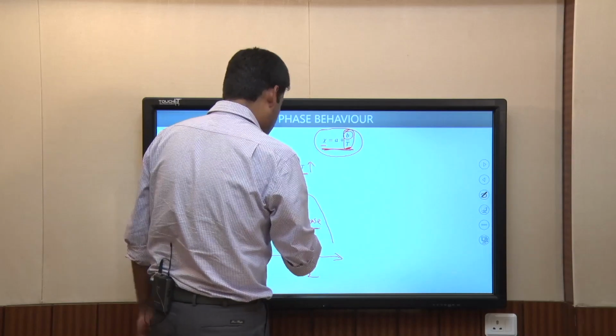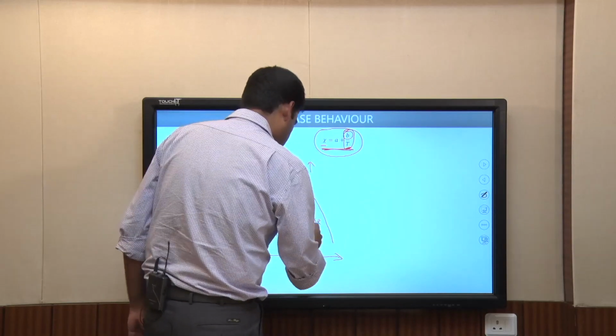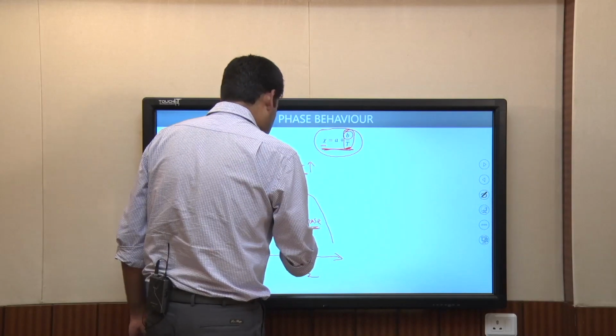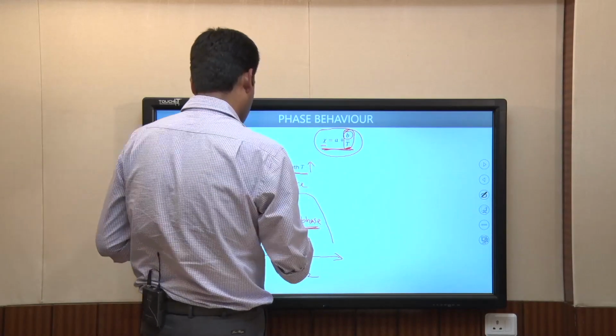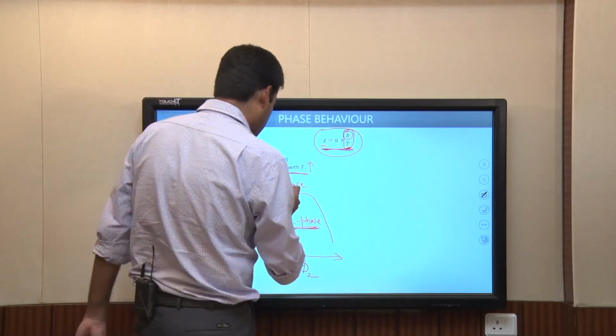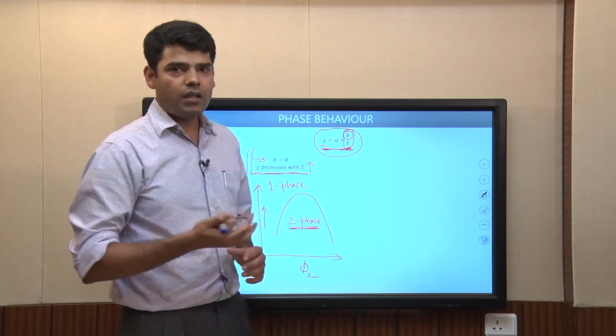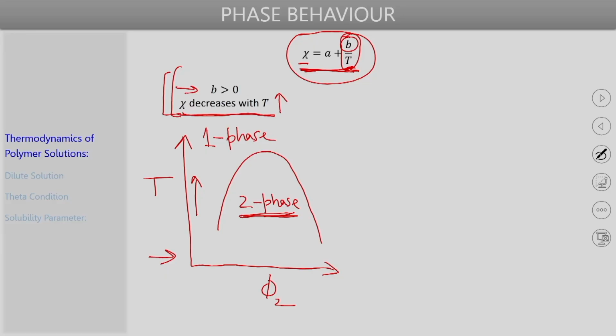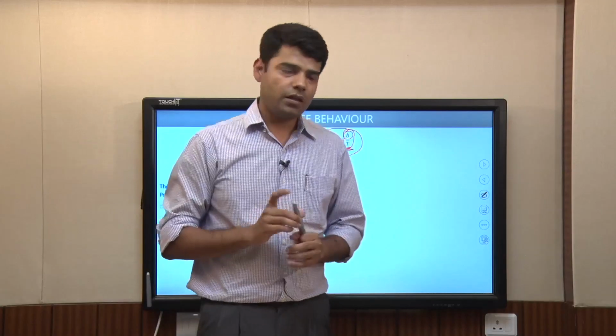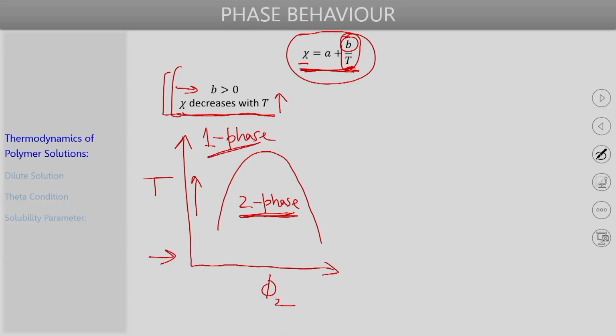So, at some certain low temperature, if we have a two phase mixture in this region, as the temperature is increased, basically the chi parameter will decrease and mixing will be favored, and above a certain temperature the polymer and solvent will become completely miscible and then we will get a one phase region. So, the one phase region here basically represents a region where the polymer and solvent are uniformly mixed, and the two phase region is a region where the miscibility has become poor and ultimately they have split into two different phases, one which is rich in the polymer and the other which is rich in the solvent.